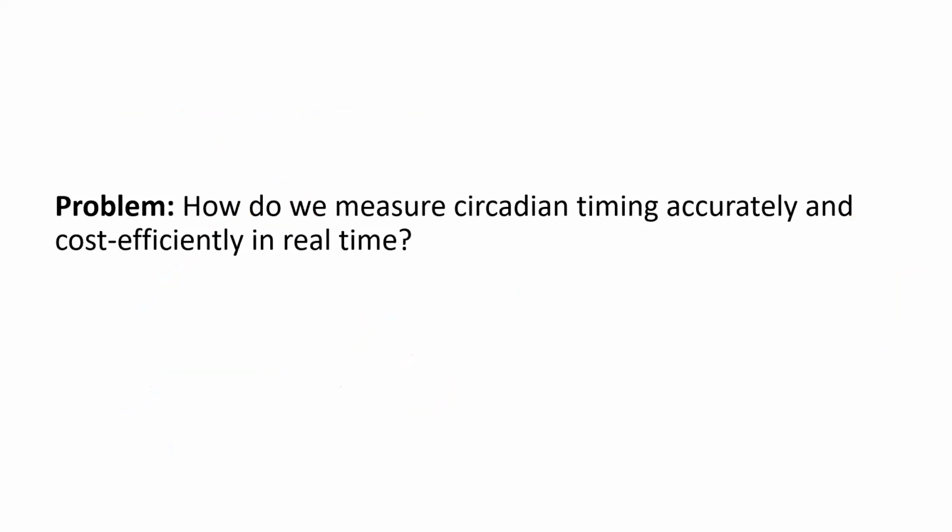The problem I want to talk about is: how do we measure circadian timing accurately and cost-efficiently in real time? In other words, is there some way that I could just know my internal circadian timing, or your internal circadian timing, very easily at that particular moment? And the answer, I hope, is models. I think mathematical modeling has a lot of promise for answering this question. It's a cost-efficient approach, and it potentially can make predictions in real time, which other methods can't.